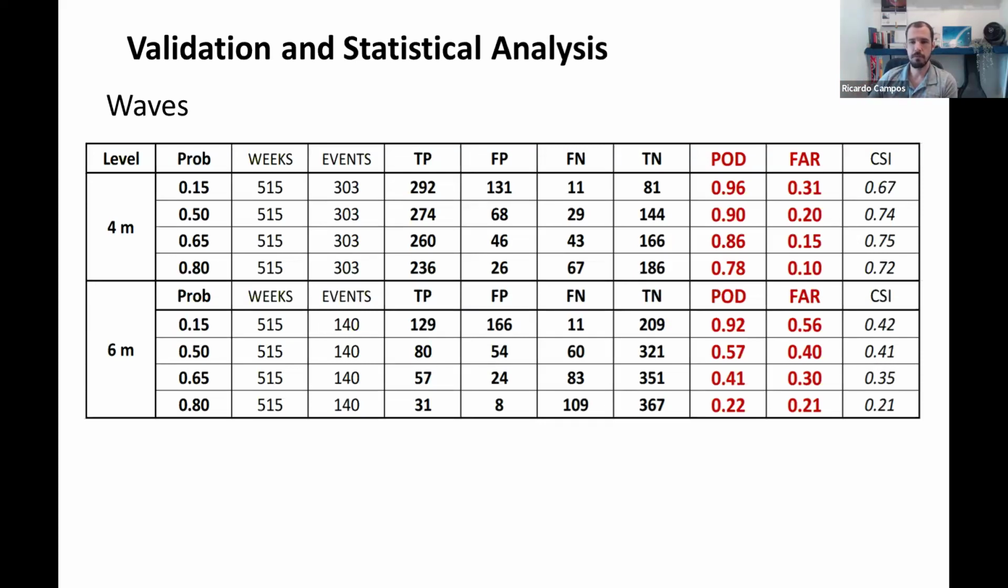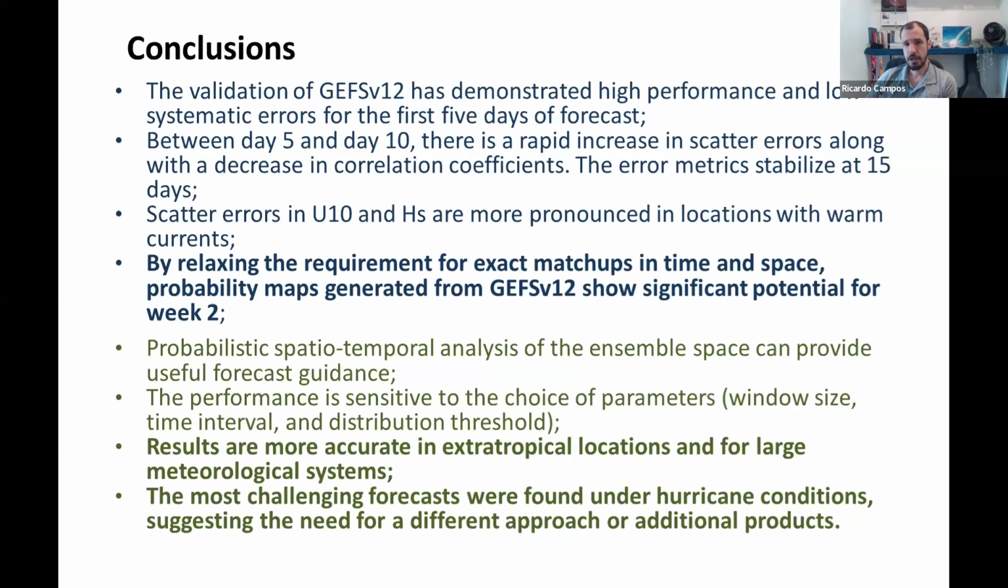We would tend to see something around 50, 65, 50 or 15% of probability. And that's our conclusion. So GAPS is showing very, very high accuracy, impressive results in the short term. We have challenges in the long term, as we always have. But by relaxing the requirement for exact matchups in time and space, we can post-process and develop probabilistic models to provide useful forecast guidance. That's the key part of this study here.